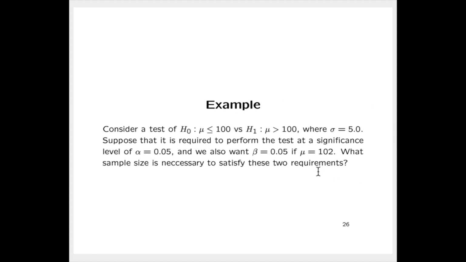So suppose that values of 102 or greater are significant or important to us in a given context, and so that's why we would choose this cutoff. Suppose that we want to determine the sample size necessary so that not only are we controlling alpha at 0.05, which is what we have direct control over, but we also want beta, which is the probability of a type 2 error, to be small as well.